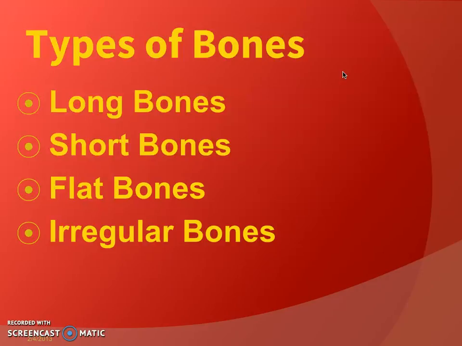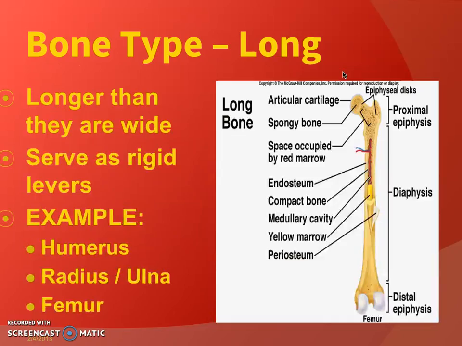We have 4 main types of bones that we see in the body: long, short, flat, and irregular. These names clearly are a whole lot easier to remember than the ones of our muscles. So we're going to learn the differences between these 4.